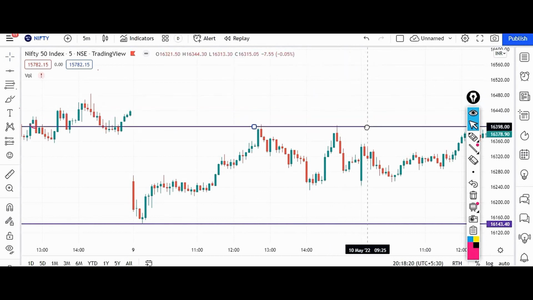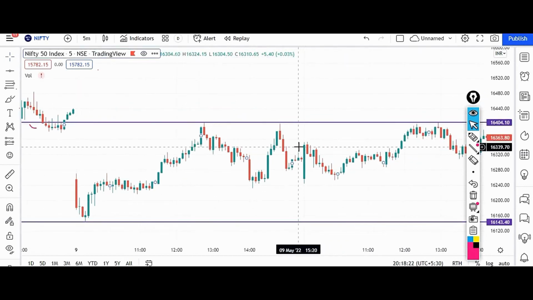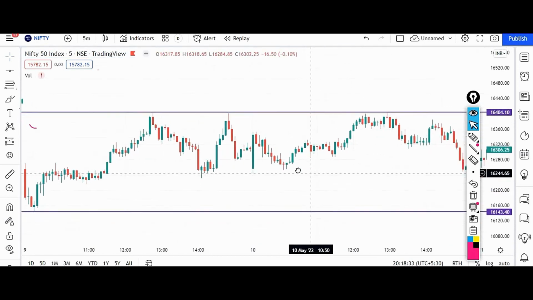Always plan 1:1 or 1:2 as per your risk reward. If you are putting like some 25 points risk, plan for 50 points, 75 points, like that. Don't be more greedy. If it keeps on going in favor of you, then you can plan further.